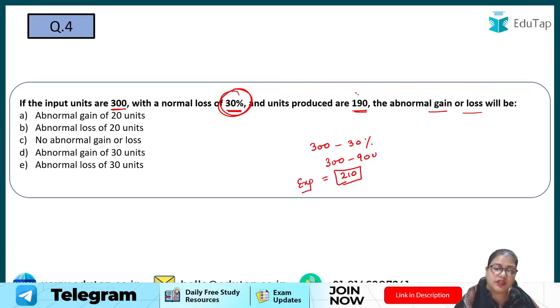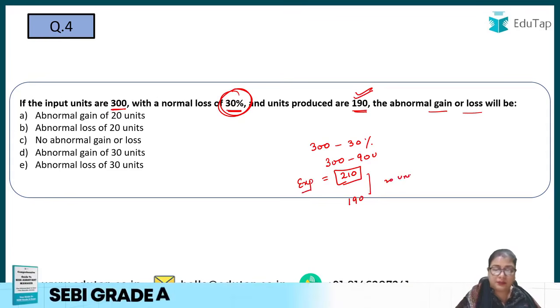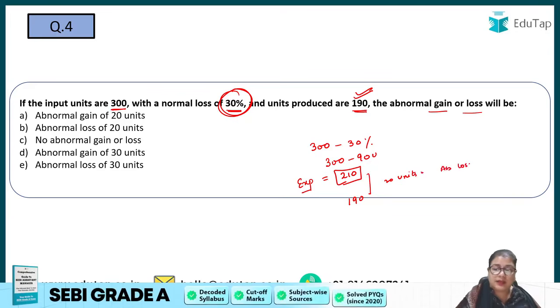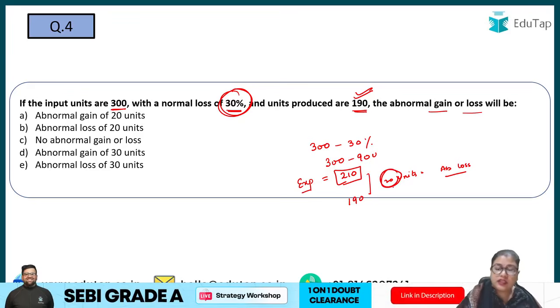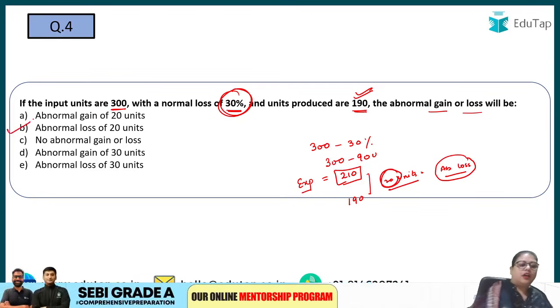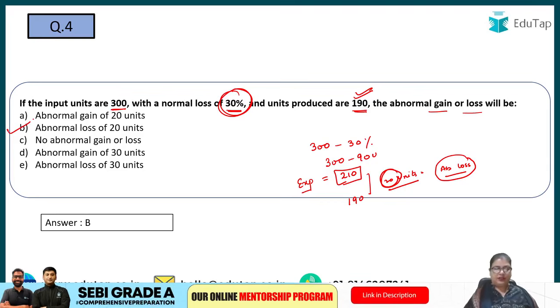But how many units are actually produced? 190. So that means I'm again short of 20 units. This is my abnormal loss because I am not expecting this loss. This 20 units is extra loss over and above my normal loss. So this 20 units will be stated as the abnormal loss. So what will be the answer? Option number B, abnormal loss of 20 units, right?